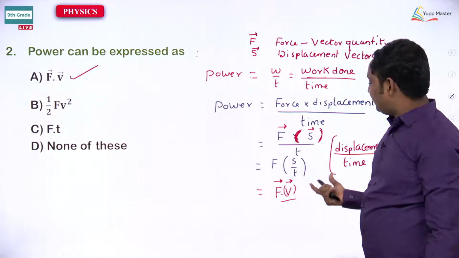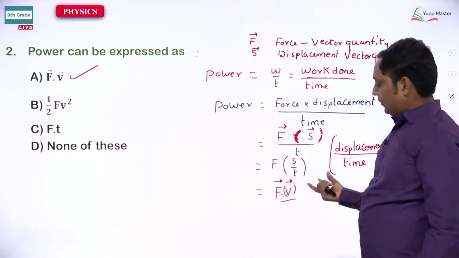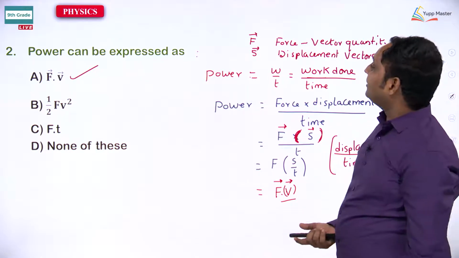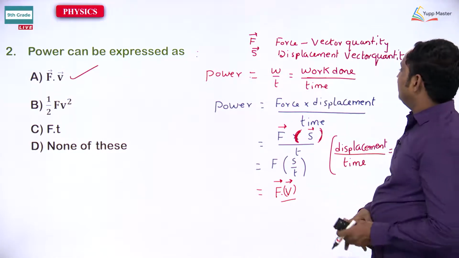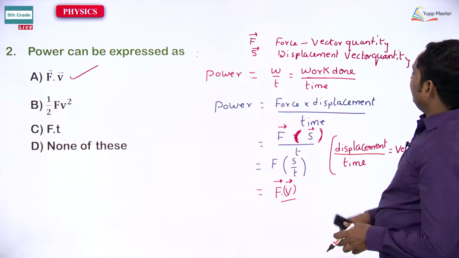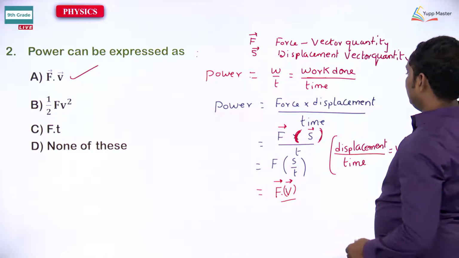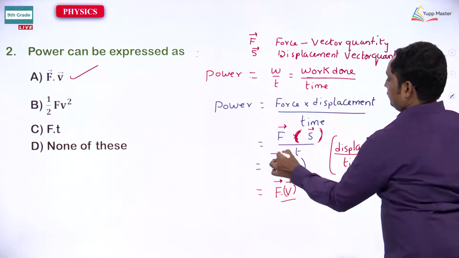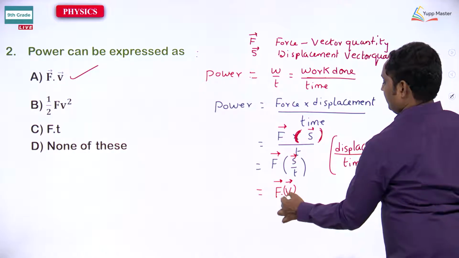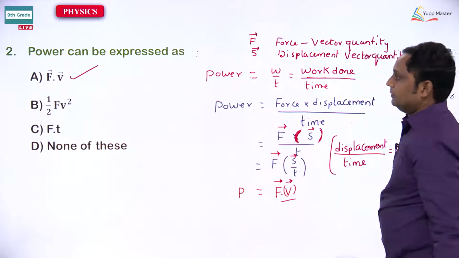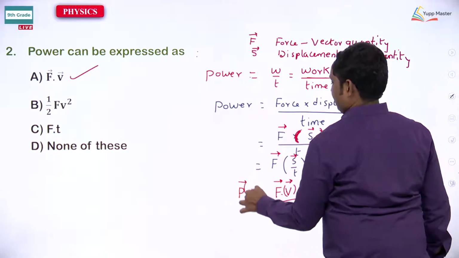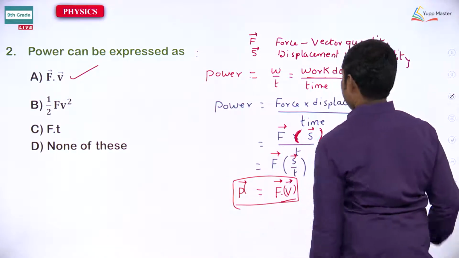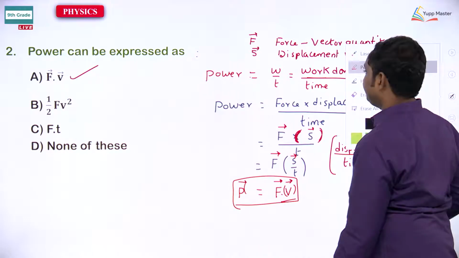You have obtained the final expression: the power can be expressed as F bar dot V bar. In this way we can solve the problem, it is not a big task. This is power, right. So, let us go for another one.